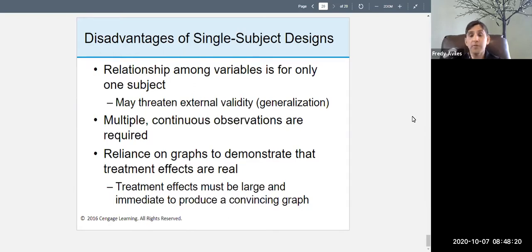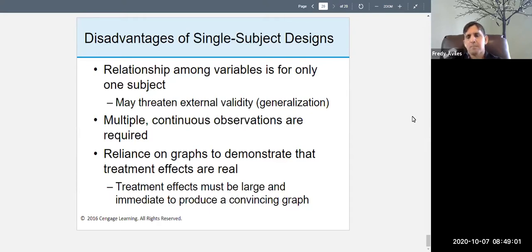Look, you can clearly see on the graph that there's something happening here. The treatment effects must be large and immediate to produce a convincing graph. But you're just looking at a graph. And I can tell you this, okay? It's very easy to look at a graph and misread it, to think that there's a real effect there and there isn't. It's very easy for the researchers to basically make that graph look like there's a large effect, when in fact there is not. Okay, it's very easy to fake things if you're just using graphs, is what I'm saying.